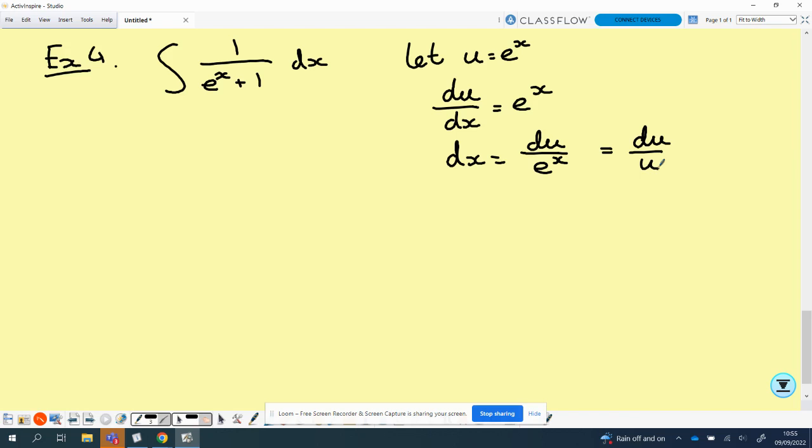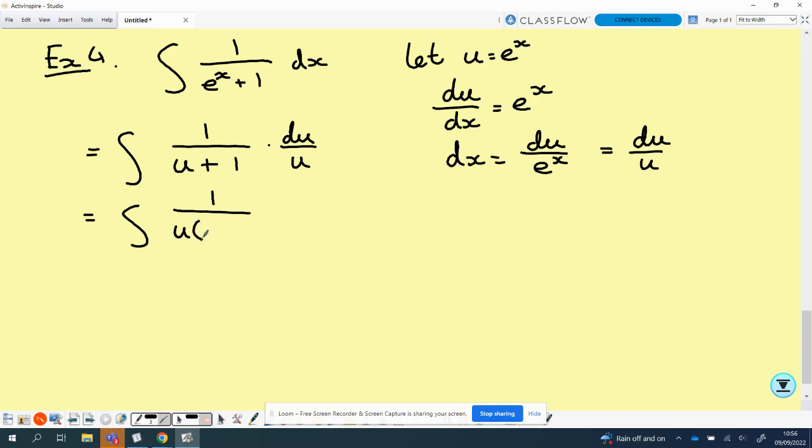Okay. Now let's put this into a question. So we'll have 1 over e to the power x is a u, so that's u plus 1. dx becomes du by u. Okay. So that becomes 1 over u bracket u plus 1 du. Okay. So that's why partial fractions occur, because I can split using partial fractions.